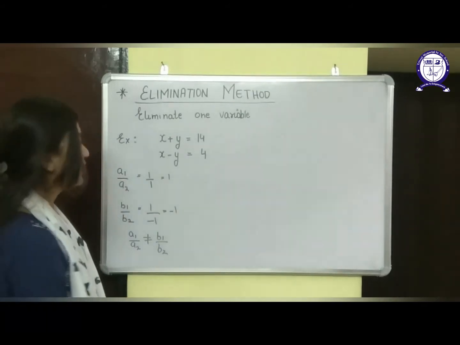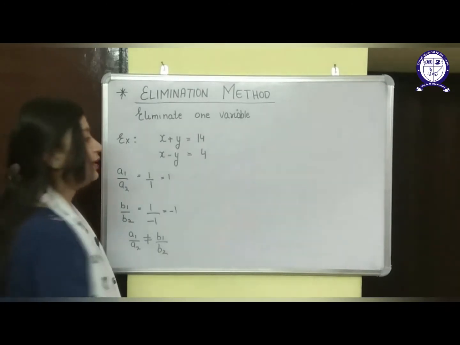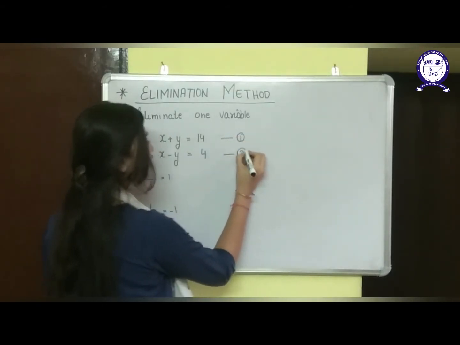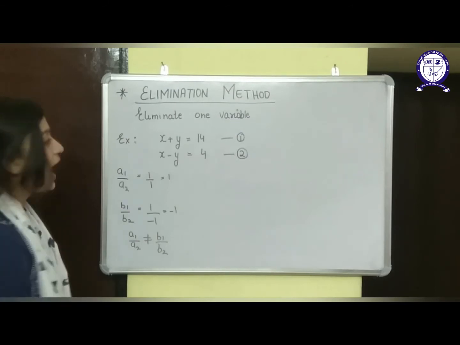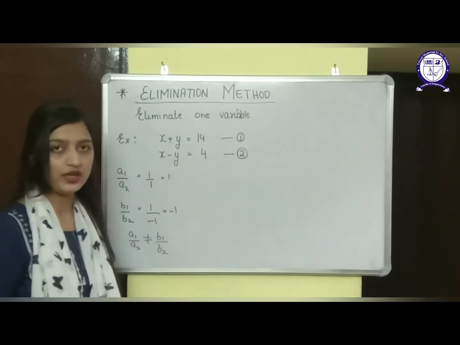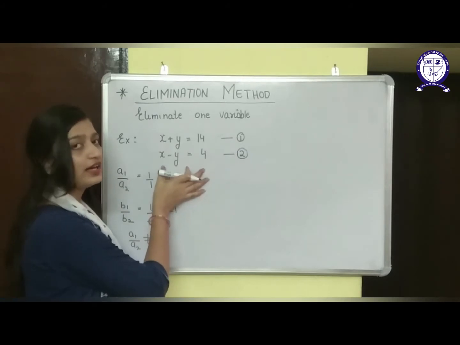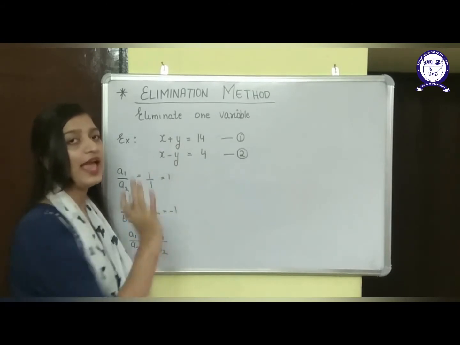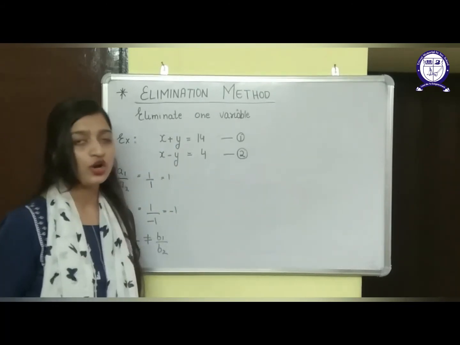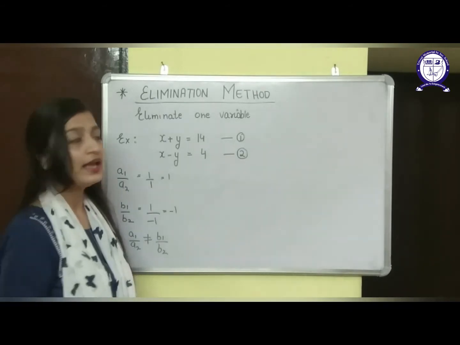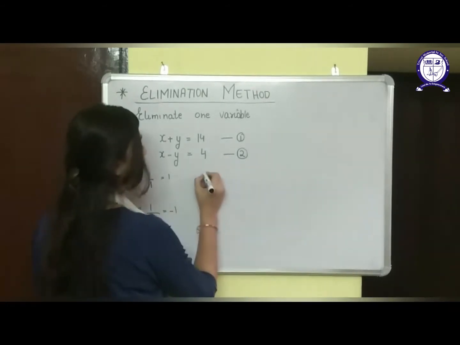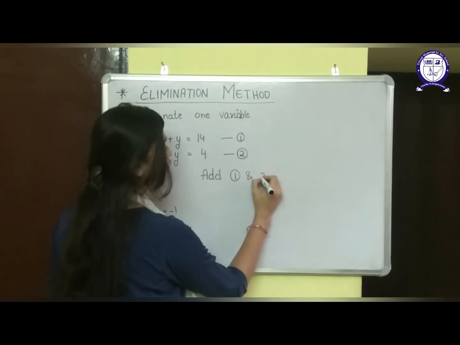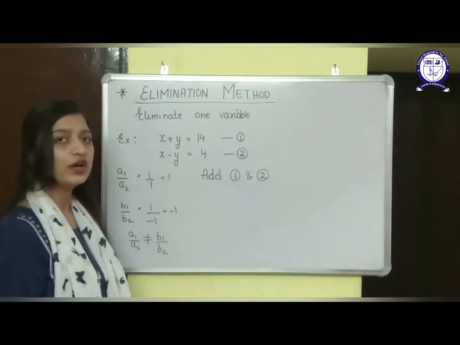Now the second step is eliminating one variable. This is my equation number 1 and this is equation number 2. I can see that I can add or subtract these equations. If I add them, the variable y will be eliminated. If I subtract them, variable x will be eliminated. It's up to your choice which method you apply. So I am using the straightforward one, that is, adding 1 and 2. I am going to add these two equations.